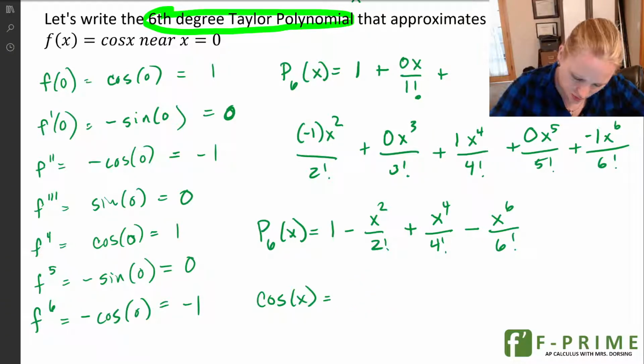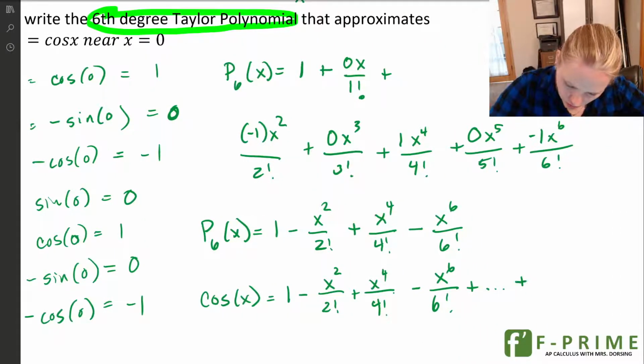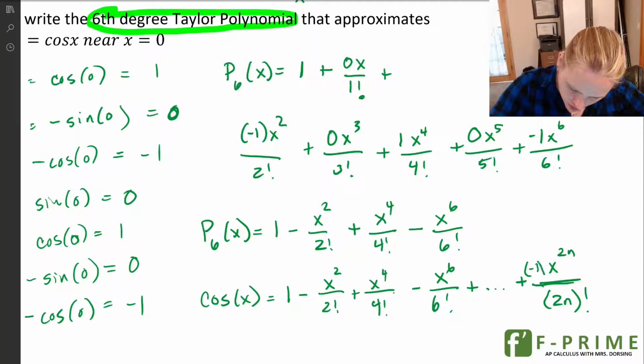Remember, there's two ways to represent a series. You can either write out the first few terms, a lot of writing, plus dot dot dot, and then we're going to throw that general term in there. So it seems to be x to the 2n over 2n factorial. These are even powers, and yes, there's an alternator in there.